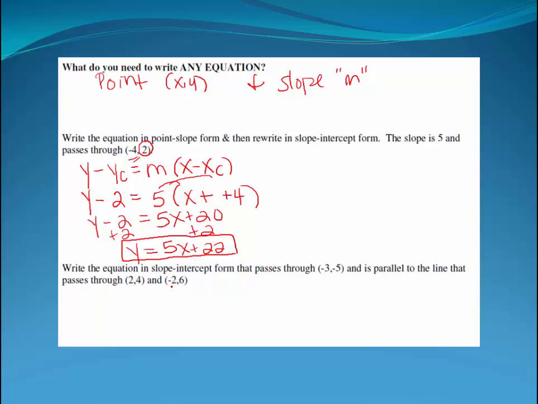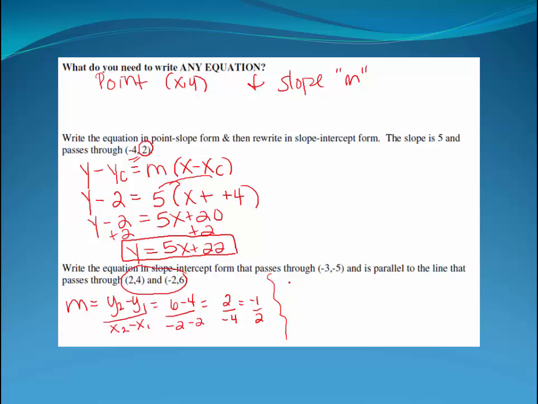The following one says write the equation in slope-intercept form that passes through the point and is parallel to these two. Now remember, let's back it up. Remember, we need a slope. We don't have a slope. So we can take one step backwards here and let's find the slope. Remember, our slope formula from previous course is y2 minus y1 over x2 minus x1. So 6 minus 4, negative 2 minus 2. Our slope is -1/2. Okay. Now, since it's parallel, we're going to use this exact same slope.